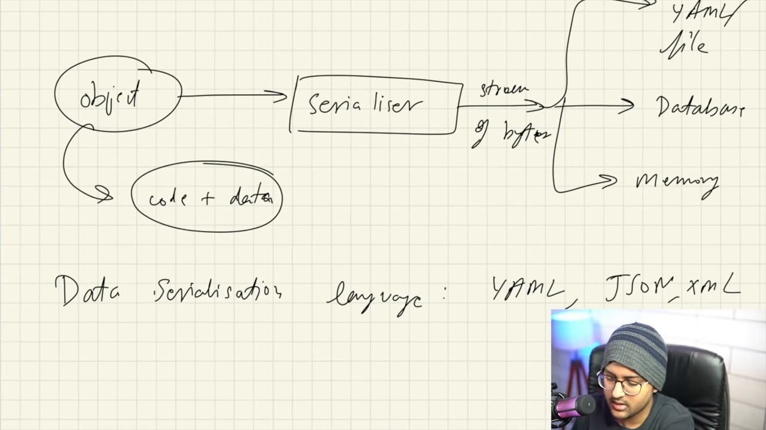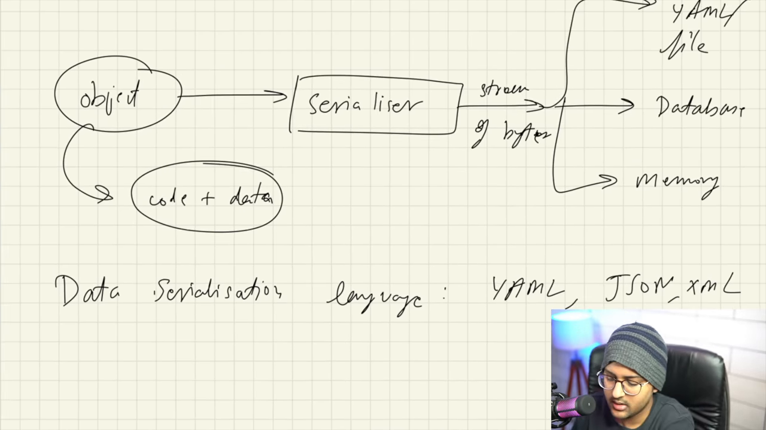Because markup languages are used to store what? What are they used to store? Documents. HTML stores documents, right? In YAML, you can also store objects. Sorry, data. Not just documents, but objects and data as well. That is why it's known as YAML Ain't Markup Language. Okay, so a good pointer for you over there.